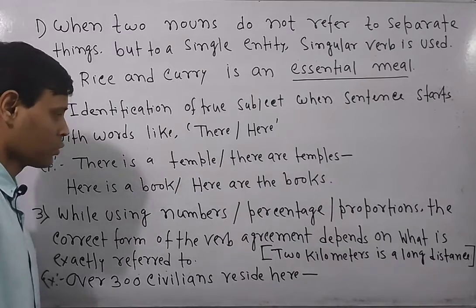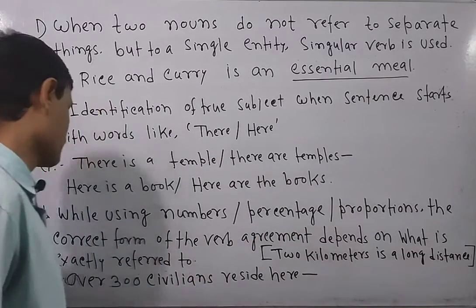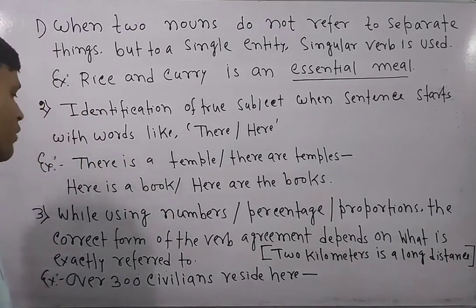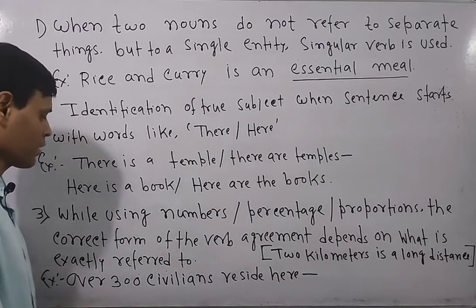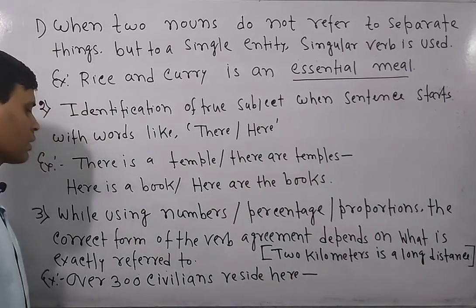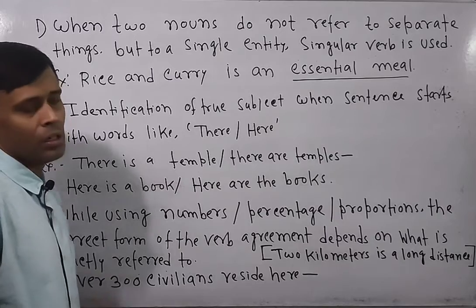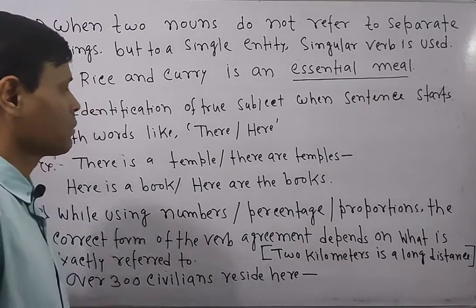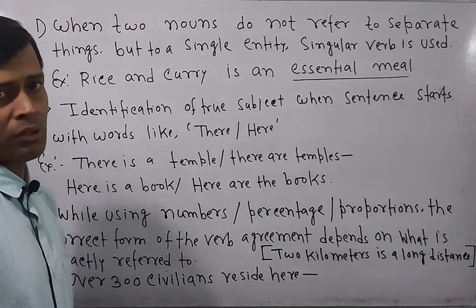Now if I just go next, while using numbers, percentage, proportion, the correct form of the verb agreement depends on what is exactly referred to. For example, over 300 civilians reside here. 2 kilometers is a long distance, depending on what is exactly referred to. So this is my short class for the day as far as subject-verb agreement is concerned.